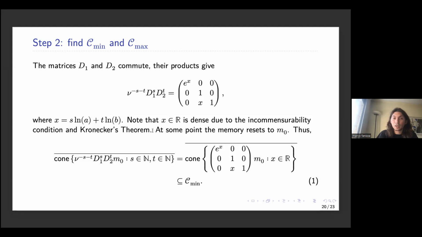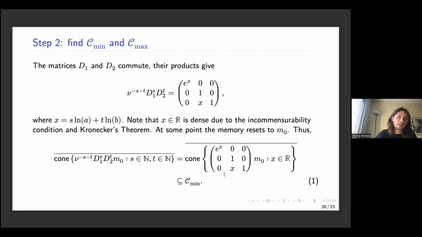The other matrix D0 is such that at some point, since it's a rank 1 matrix, the stationary state will be reset to M0. And therefore, the orbit of the right stationary state, which generates C min, has to include also the orbit of M0 under this matrix for all the values of X.